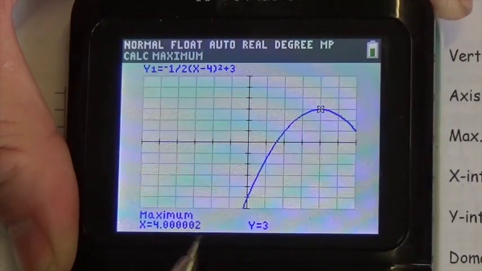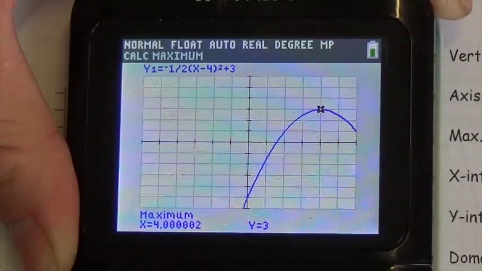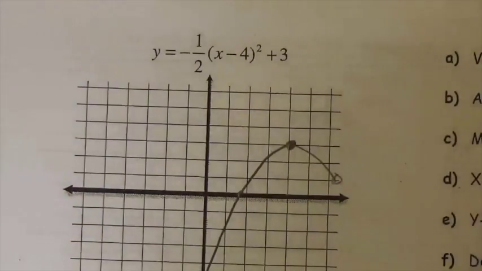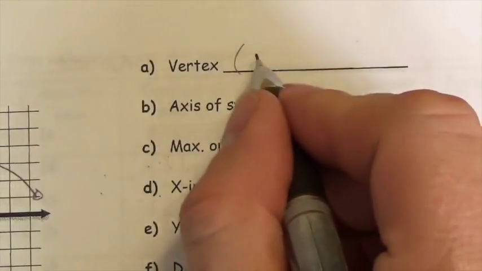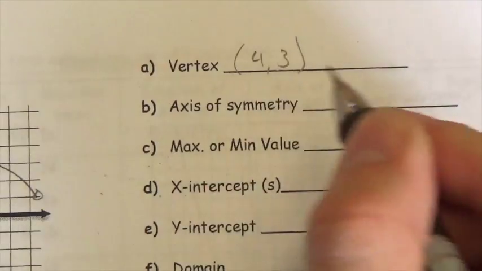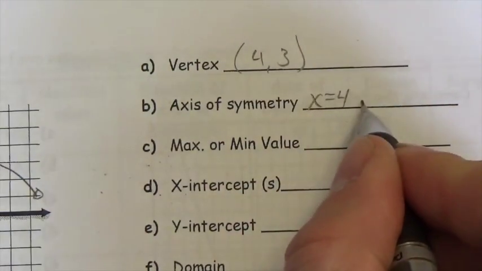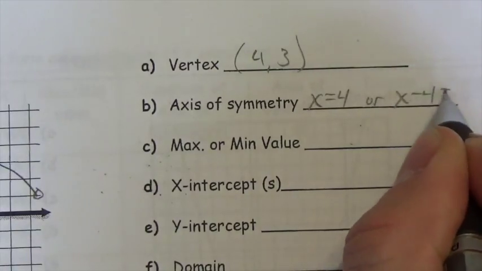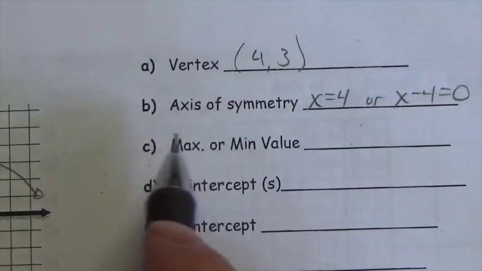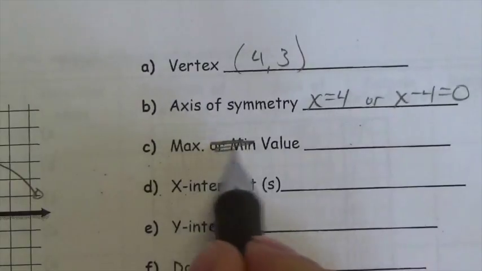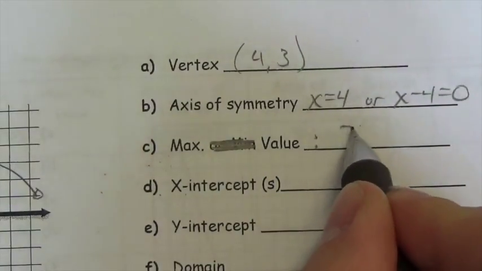Now don't worry about the zeros here, just round that when you see a bunch of decimal places. So that's going to be the point (4, 3). Which means the axis of symmetry will be x is equal to 4, or x minus 4 equals 0. This parabola, because it opens down, has a maximum value, and the maximum value is going to be positive 3.